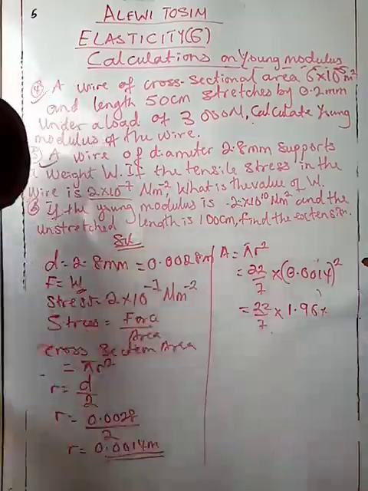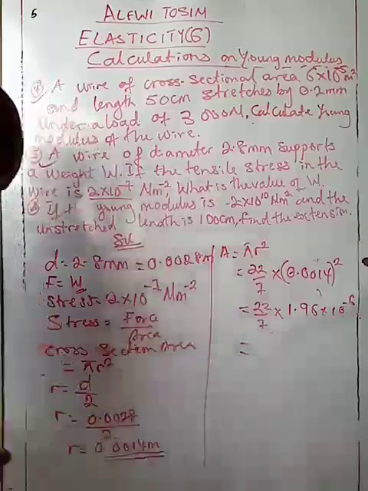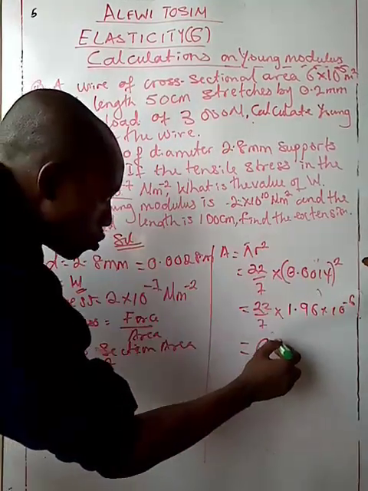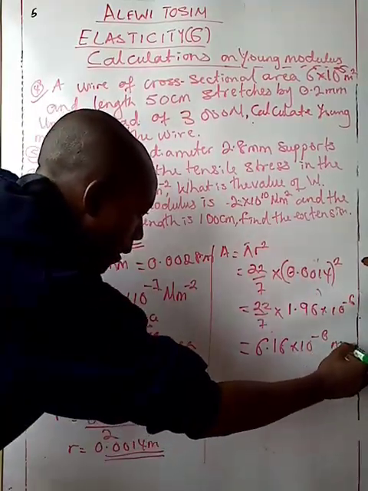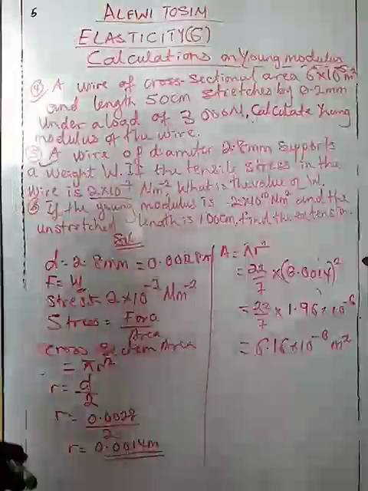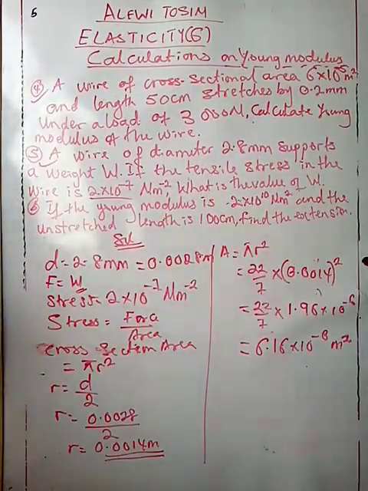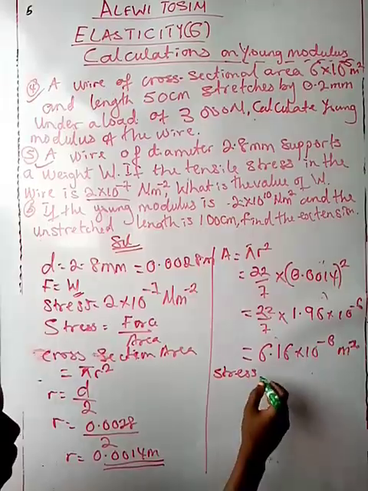0.0014 square will give us 1.96 times 10 raised to power minus 6. So multiply that by 22 and divide it by 7. So we have 6.16 times 10 raised to power minus 6 meter square. So that is the cross-sectional area of the wire.